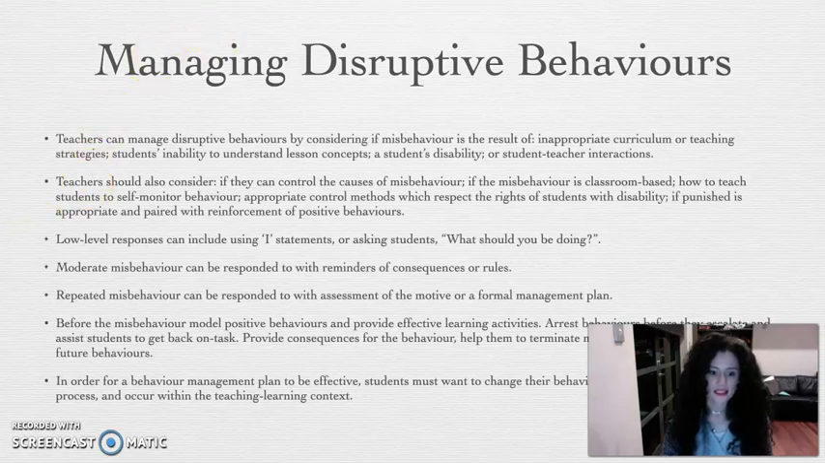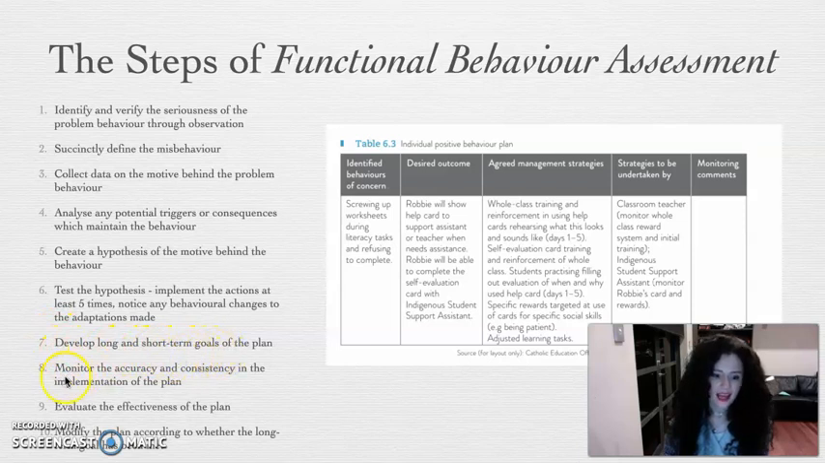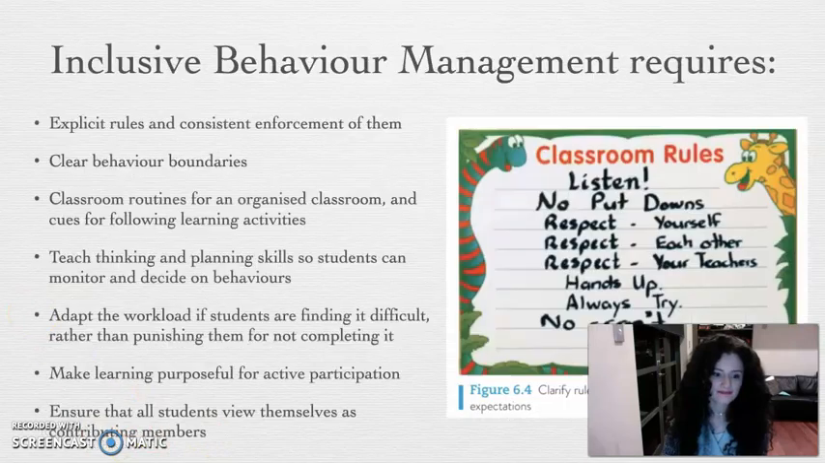In terms of the steps of the FBA, the functional behaviour assessment, you need to identify the problem behaviour, succinctly define the misbehaviour, collect data on the motive, analyse any potential triggers, create a hypothesis of the motive, test this hypothesis, develop long and short-term goals, monitor the accuracy and consistency, evaluate the effectiveness, and then modify the plan accordingly.